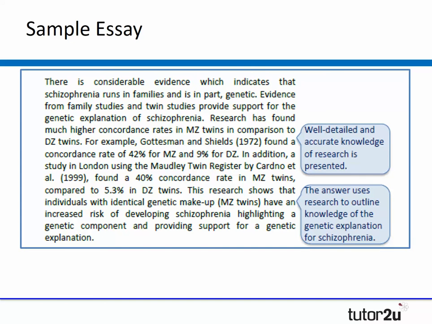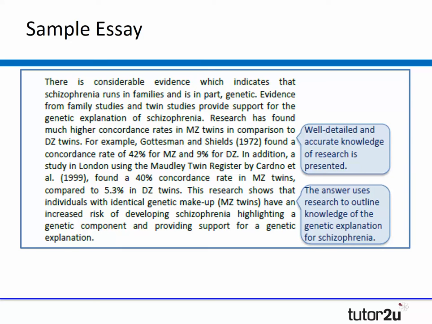Let me show you an example, and I'll explain why this occurs. I've taken this from one of the sample essays that we've written, and you've got access to this in the resources at the end of the session. So let's imagine students wrote the following. They've said, there is considerable evidence which indicates that schizophrenia runs in families and is in part genetic. Okay, so they've set the scene.